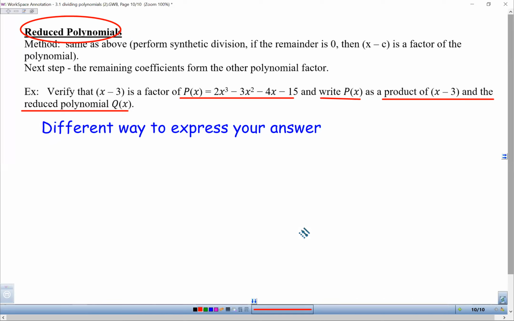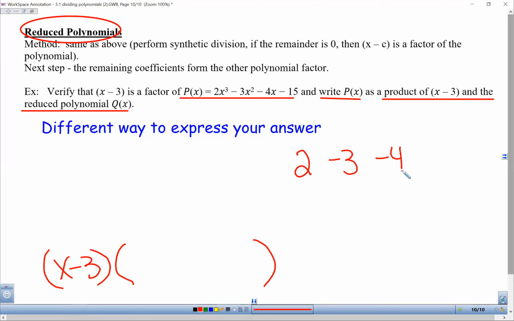So we're going to write it as x minus 3, that's what we're dividing by, times the answer we get after we do synthetic division. So we're just writing the answer in a different format. So we're going to do synthetic division. So we got 2, negative 3, negative 4, and negative 15. And we've got x minus 3, so that means a is equal to 3.